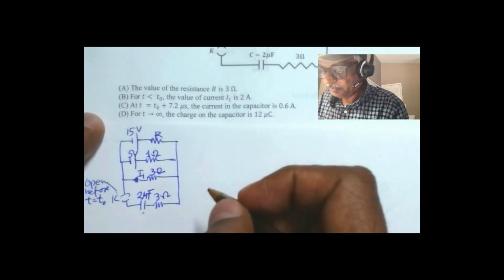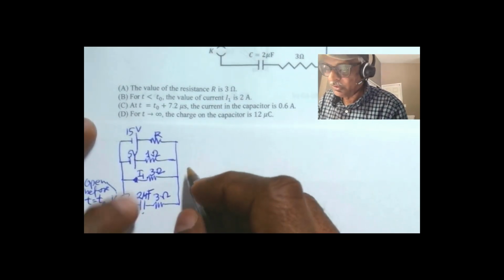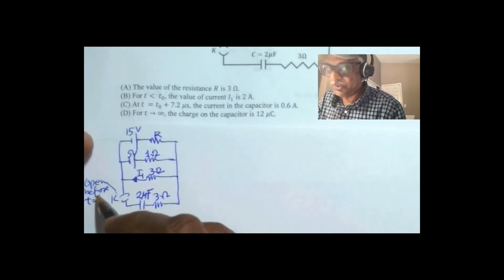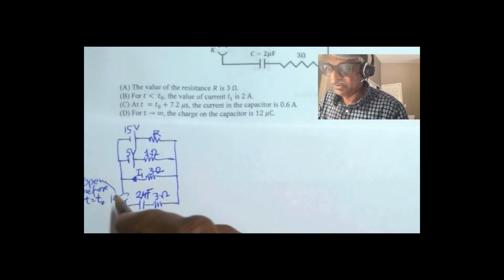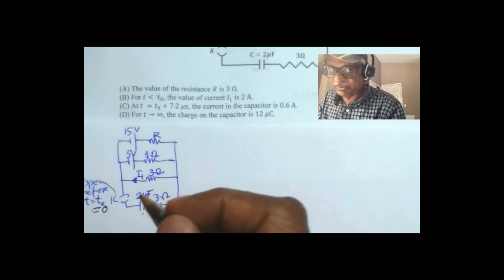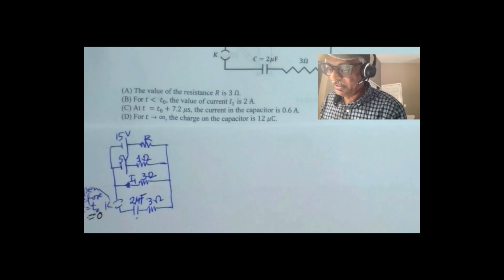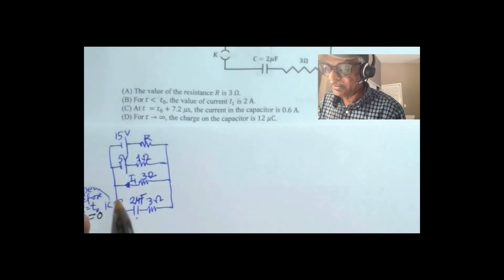All right, so you can see before t equals t0, which let's assume t0 equals 0, there's no loss of generality here, this circuit is open.